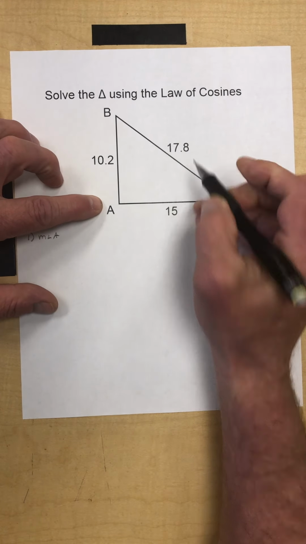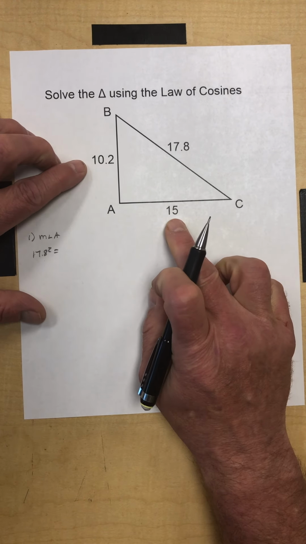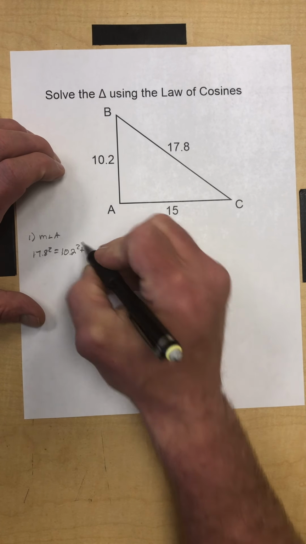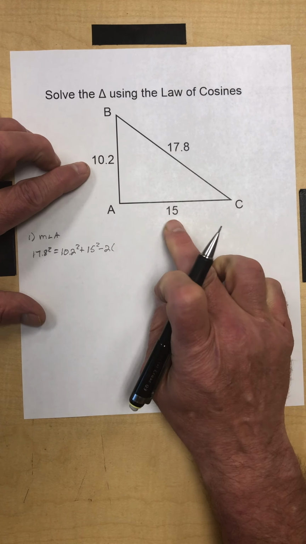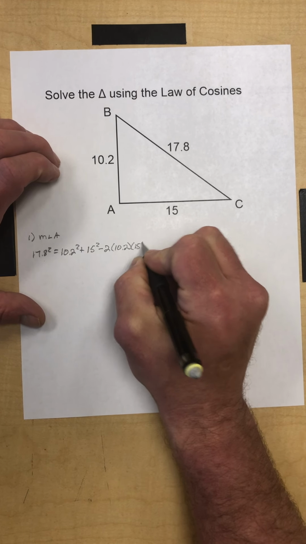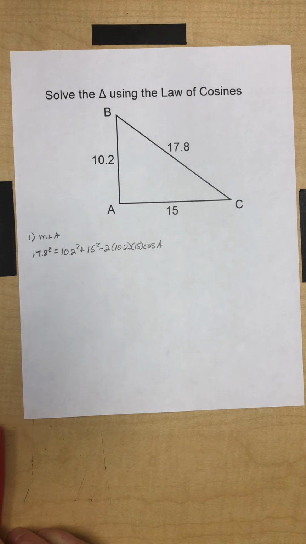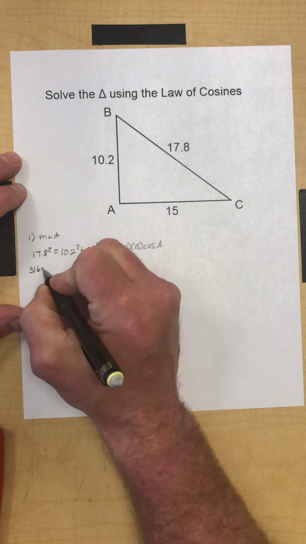So we go 17.8 squared equals the sum of the squares of the other two sides. So that'd be 10.2 squared plus 15 squared minus 2 times these two, 10.2 times 15, times the cosine of angle A. Remember, don't round anything off until the very end. So 17.8 squared is 316.84.